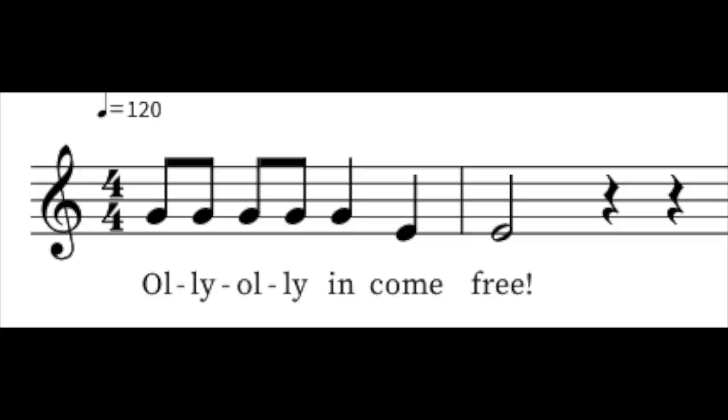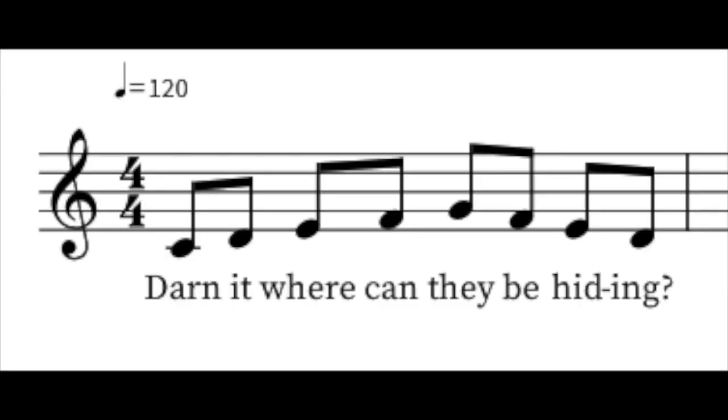We're going to sing those 2 phrases as if we're doing recitative in an opera, a silly opera. So it goes like this. Ollie, ollie, in come free. Your turn. The next phrase is, darn it, where can they be hiding? And we will alternate those 2 phrases.